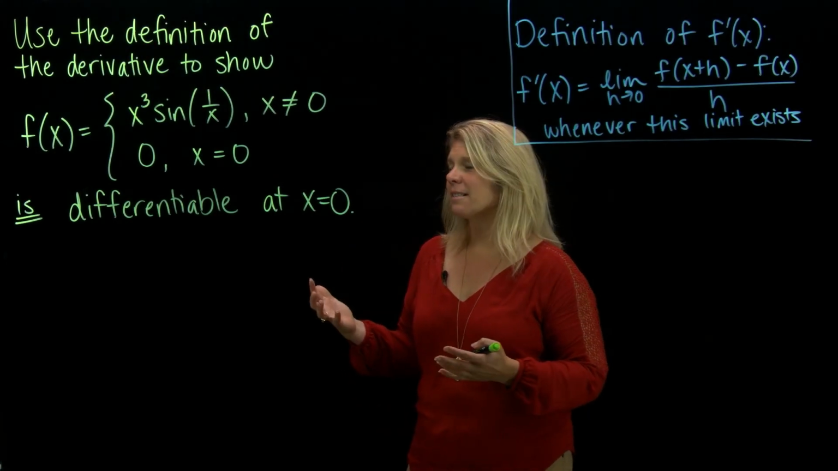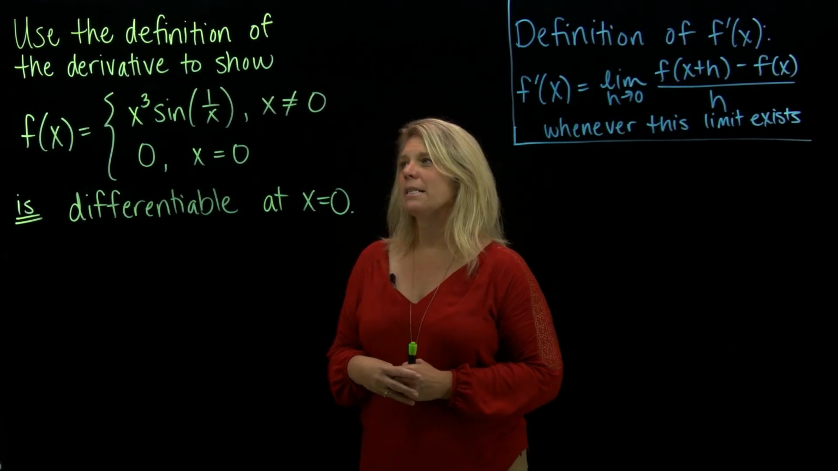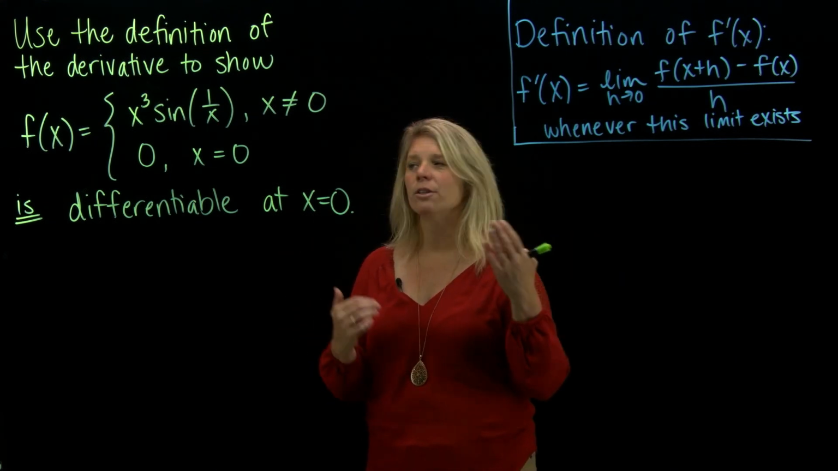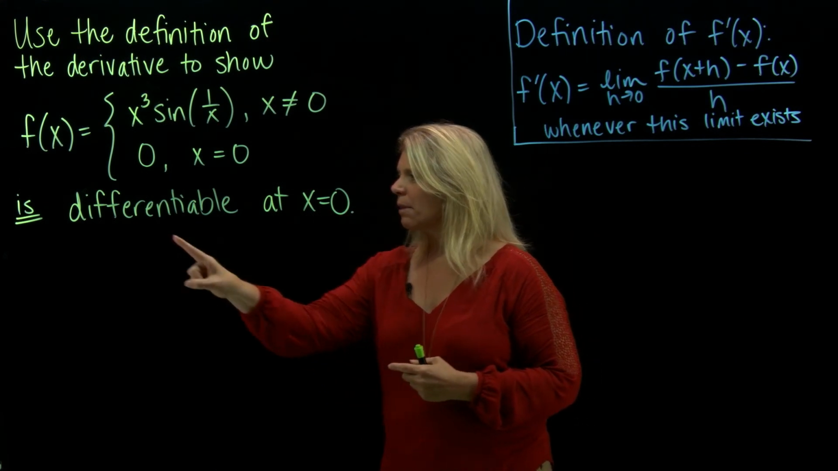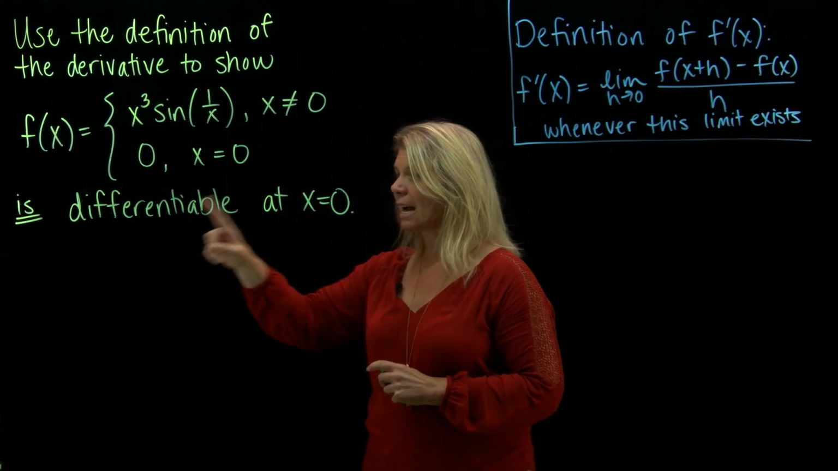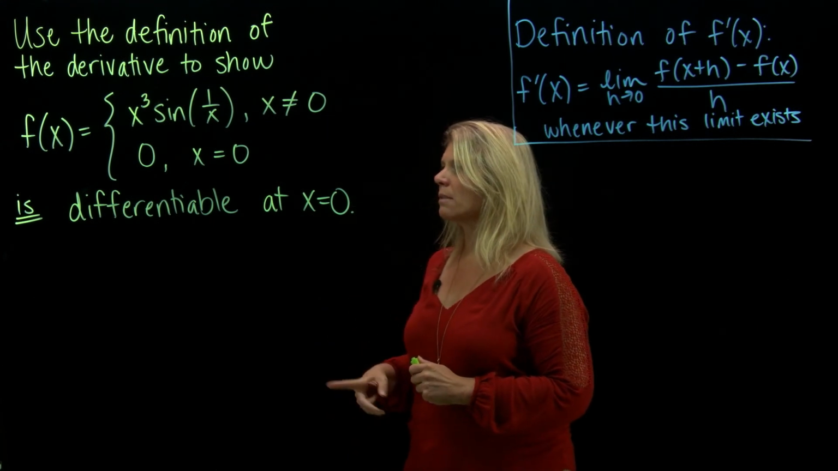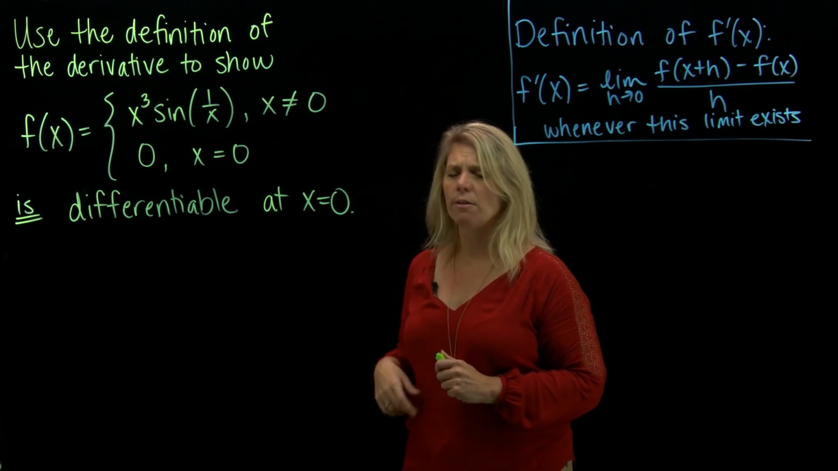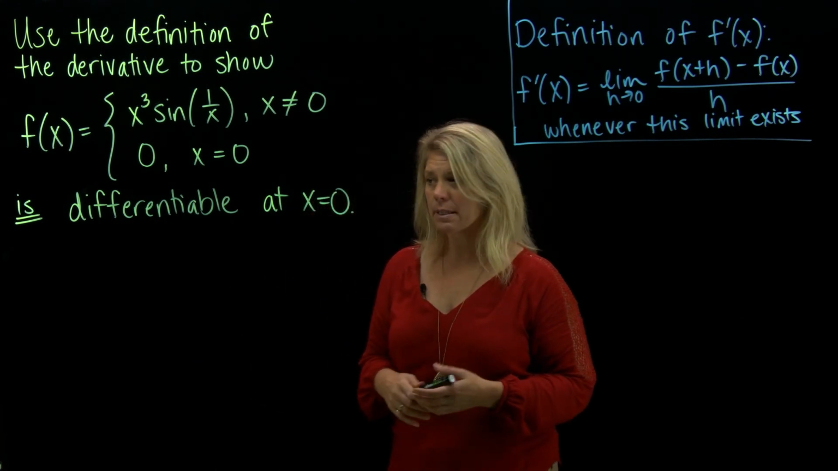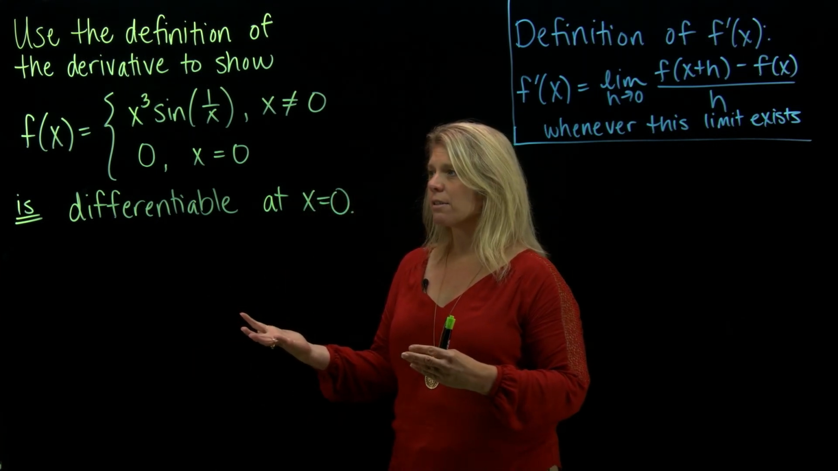Right, so this is a similar looking example to the last one we did. We've got a piecewise function, and we're going to use the definition of the derivative to show something about this. But there's one important difference here. The last one we looked at, we were showing that the function was not differentiable at x equals 0, and this one, it asks us to show that the function is differentiable at x equals 0. So we're going to expect some different things to fall out than last time.